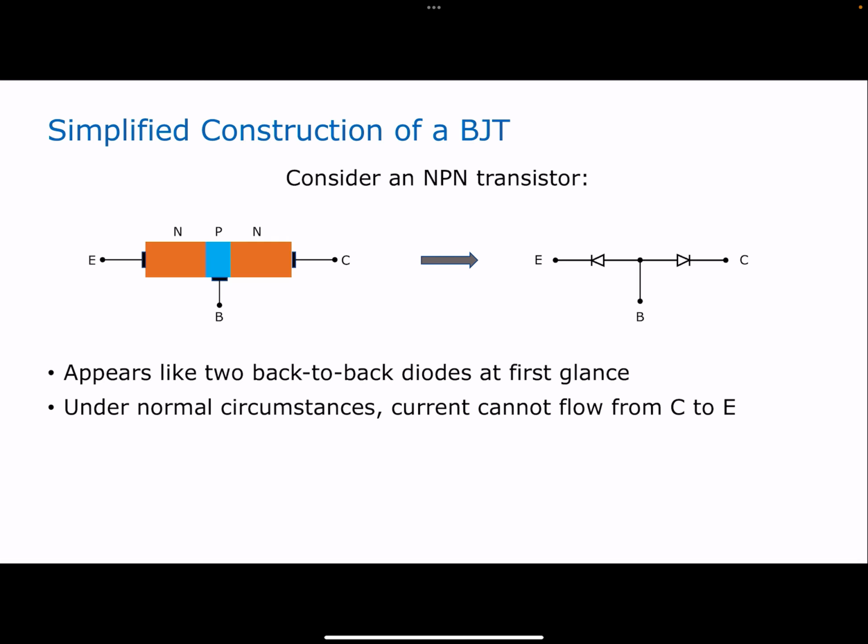Under normal circumstances, current cannot flow from C to E. For example, if I put a voltage source here in this manner, okay, this voltage source is trying to push current in the clockwise direction. However, that current will be countered by your collector to base diode, because this is going to be opposite the direction of the current. So current will not flow. If I invert my voltage source, then it is this diode that will counter the current. So either way, current will not flow. So under normal circumstances, current cannot flow from your collector to your emitter.